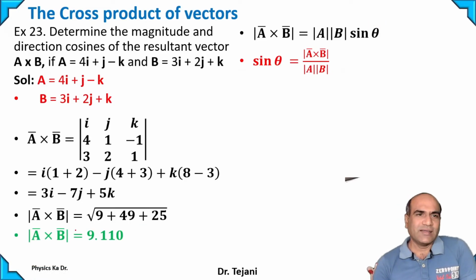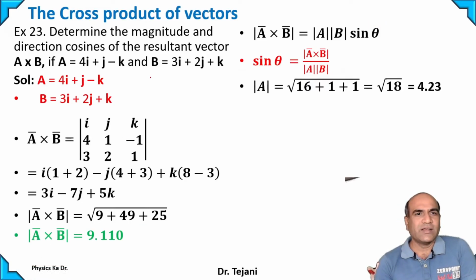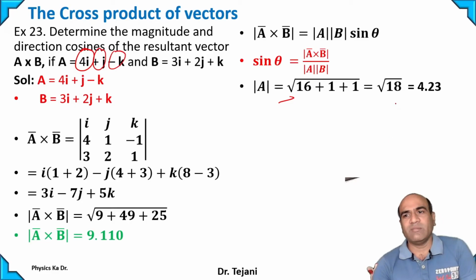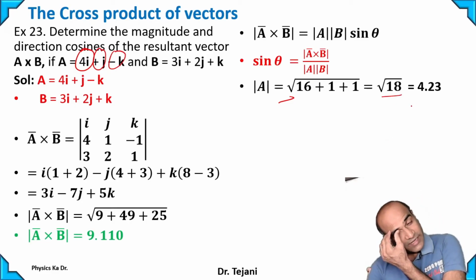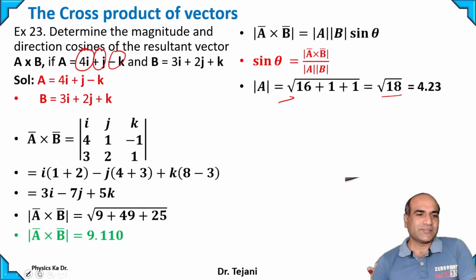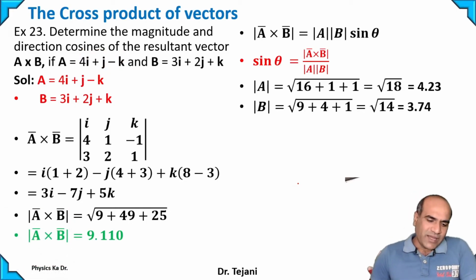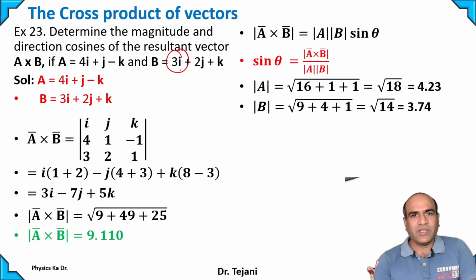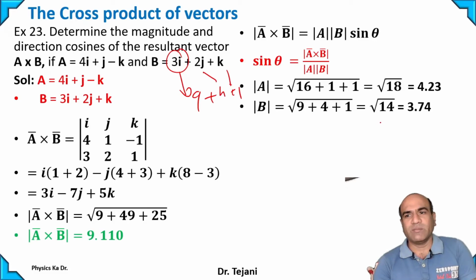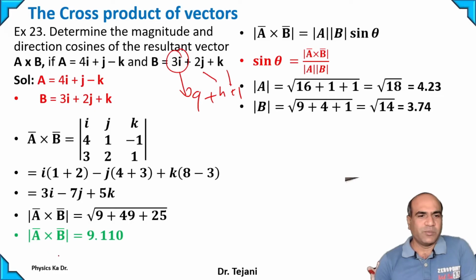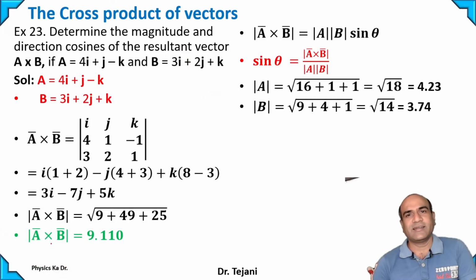Again, take mod A. Here it is 4 squared 16, 1 squared and 1 squared, ultimately becomes root 18 and it is 4.23. Similarly for mod B, we get 3 multiplied by 3 becomes 9, plus 2 multiplied by 2 becomes 4, and plus 1. So ultimately, it is root 14. You can get 3.74 as an answer.